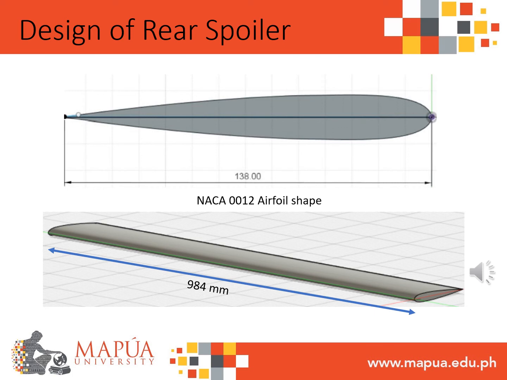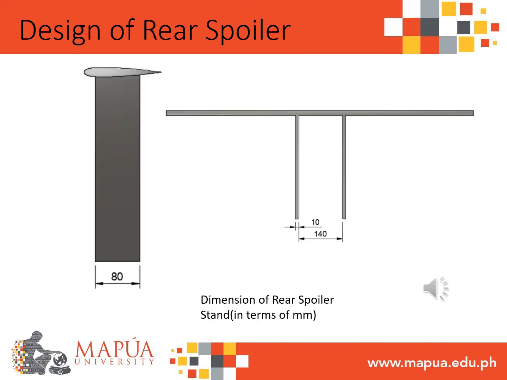After running the script, the NACA 0012 symmetric airfoil shape with a chord width of 138 mm will be generated in Fusion 360's workspace. After we generate the shape, we will just need to extrude it to a length of 984 mm to create our rear spoiler. For the rear spoiler stand, it will have a width of 80 mm and a thickness of 10 mm.